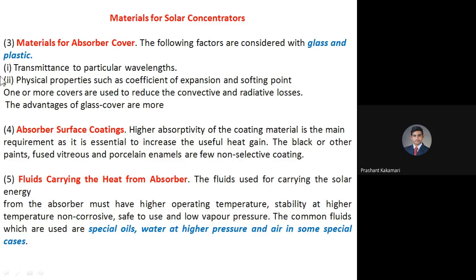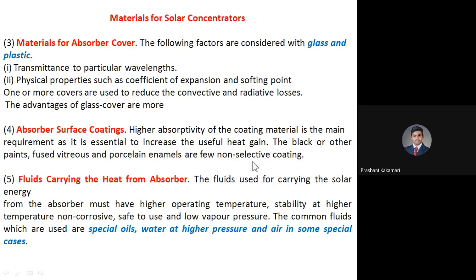Next is the absorber surface coating. This also we have already discussed. Just recall from the flat plate collector what absorber coatings or selective coatings we have discussed. The same thing can be done here. Some other absorbing coatings on the backside can be black paints, or fused vitreous material or porcelain materials. Those non-selective coatings should not be chosen. That I have written here. What should be chosen, I have already discussed in the flat plate collector chapter.